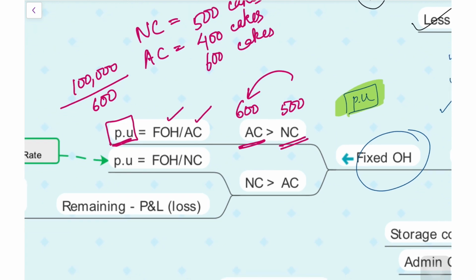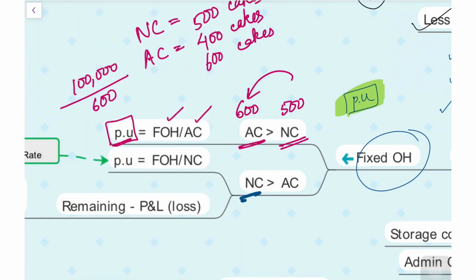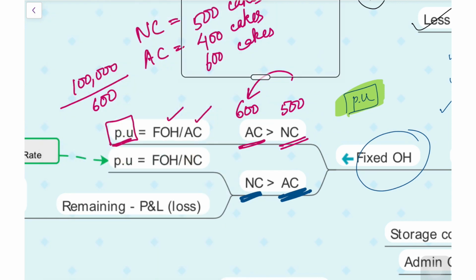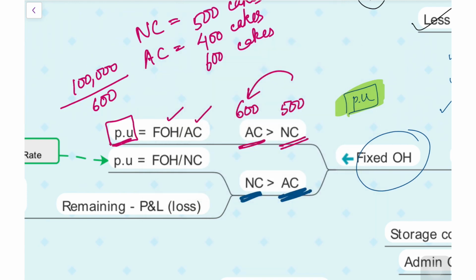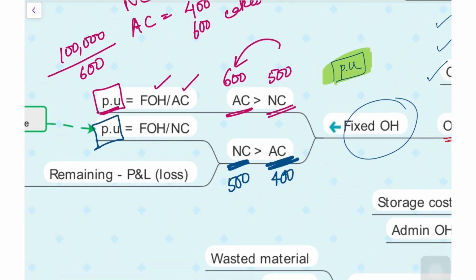Okay, now let's take the second case. In the second case, you have your normal capacity which is higher than your actual capacity. Your normal capacity is how much? 500 cakes. Yes, so your normal capacity is 500 cakes, whereas what you have actually produced is just 400 cakes. You have produced lower than that. So here, to find your per unit cost, you will divide by your normal capacity. So fixed overhead divided by normal capacity.